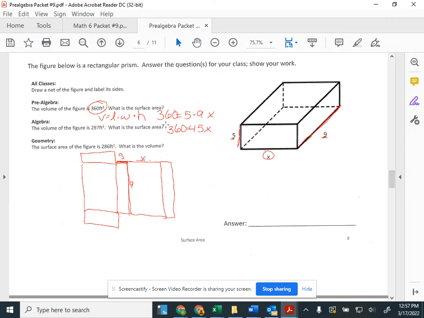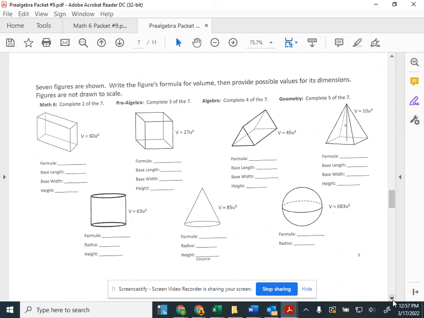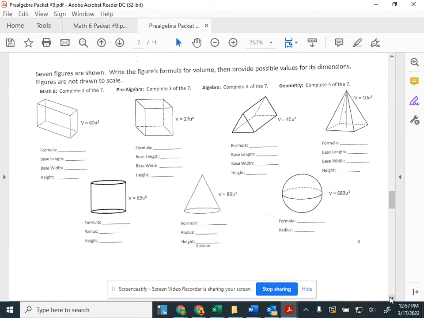Leah, do you have your math packet? Go get a piece of paper if you want to take notes. Oh, and our volume page.